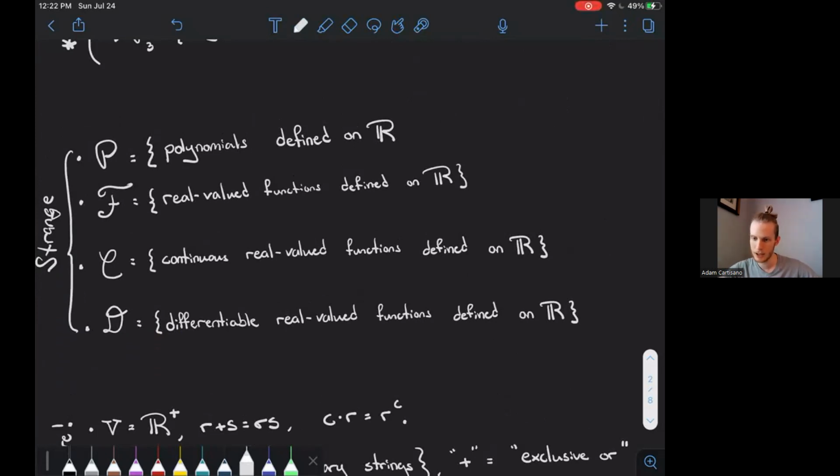This is a sequence of vector spaces that we're going to talk more about in just a moment. I'm calling them fancy P, fancy F, C, and D. P is for just the set of all polynomials defined on the real numbers, which all polynomials are defined on all real numbers. So just the set of all polynomials in a single variable. Okay, that is a vector space.